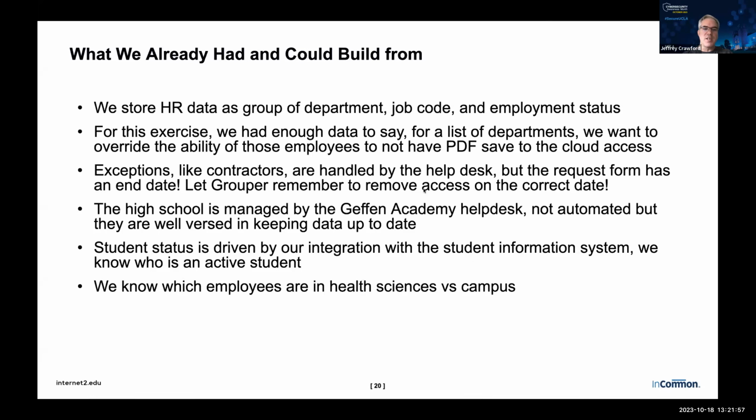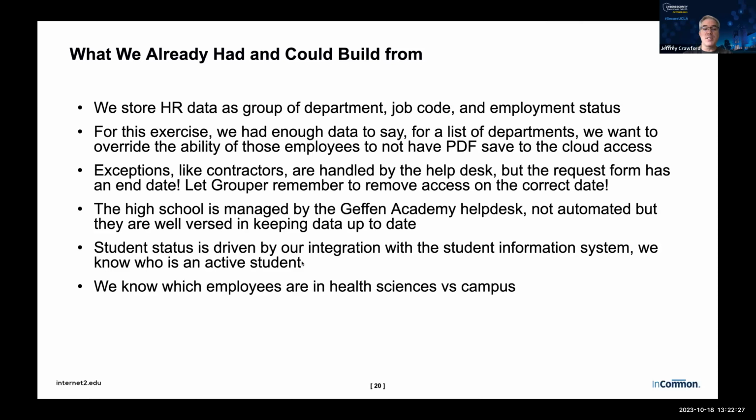Exceptions like contractors are handled by a help desk, but the request form has an end date. So when they get added to these exception groups, there's an end date added, so that Grouper just remembers the end date. That person no longer has to remember that. Although there isn't really automation in our high school group, because of the licensing requirements, that group is really good at keeping that group up to date. So it's almost as good as being automatic, but it's not. And someday it probably will be, but it's just not there yet.